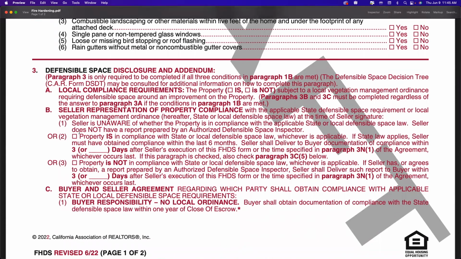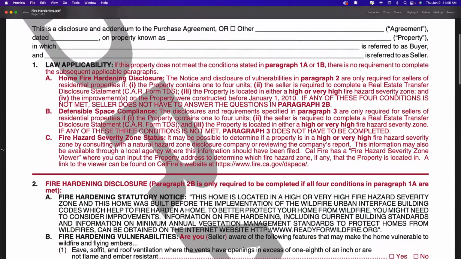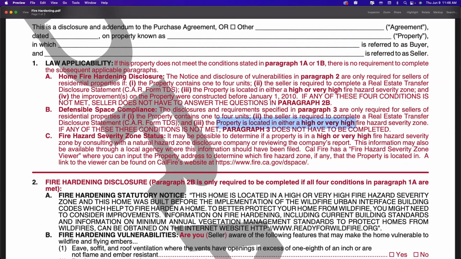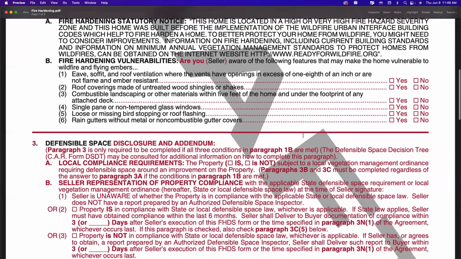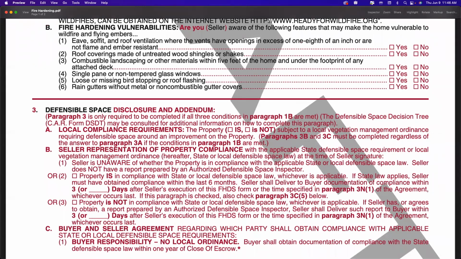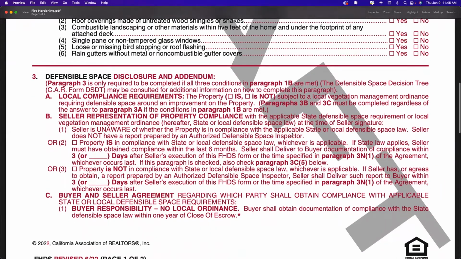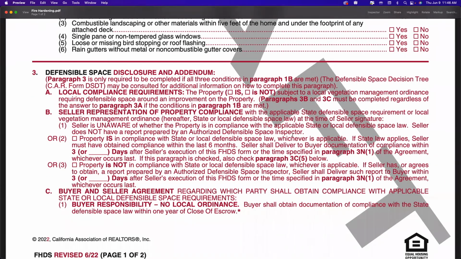So this paragraph 3 is only required to be completed if all 3 conditions in paragraph 1B are met, which is this one. The disclosure and requirements specified in paragraph 3 are only required for sellers of residential properties. If the property contains 1 to 4 units, the seller is required to complete a TDS, and the property is located in either high or very high hazard severity zone. If any of these 3 conditions are not met, paragraph 3 doesn't work. And so, right, we get down to paragraph 3, we don't have to fill this out if it doesn't match those 3 things. Okay, but these are just, again, local compliance required.